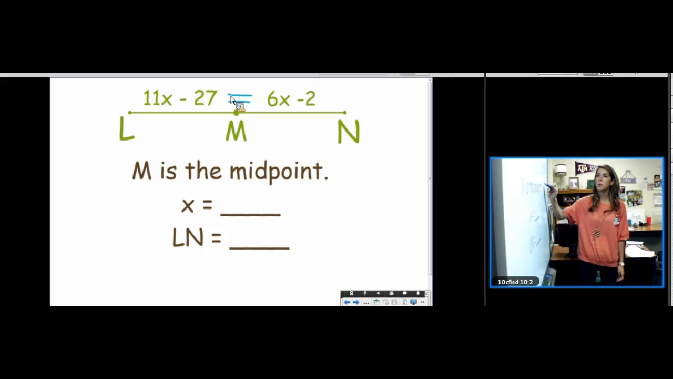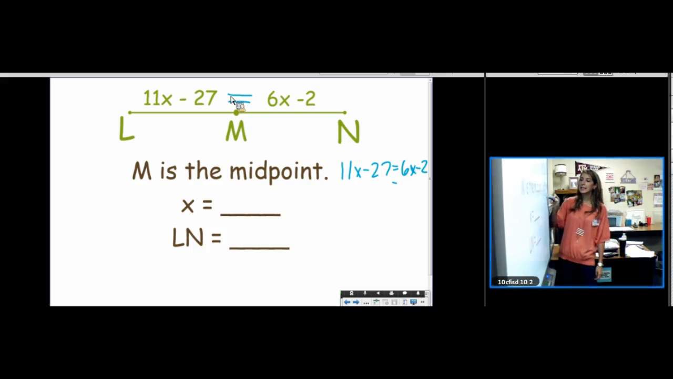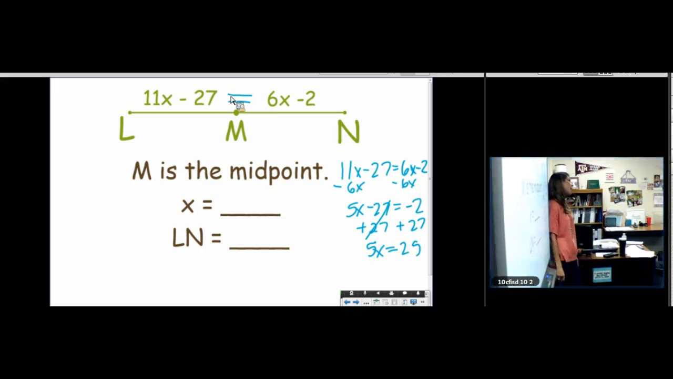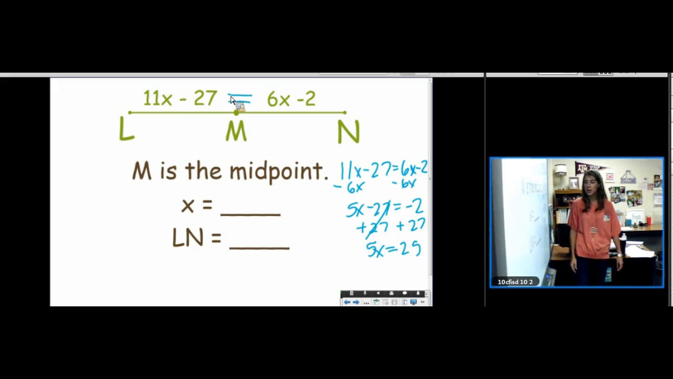Midpoint, middle. Midpoint means you set the 2 sides equal to each other. If you subtract 6x from both sides, you get 5x minus 27 equals -2. You get a little scared. That's a lot of negatives. But don't worry. We're going to add 27 to both sides. So 5x equals 25. Phew! 25 is divisible by 5. So we're going to have a pretty answer.